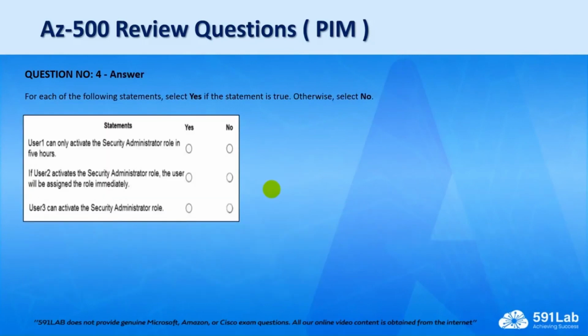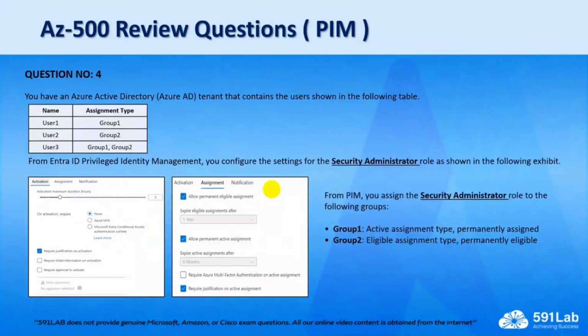Okay. So for each of the following statements, select yes if the statement is true. Otherwise, no. Let's read out the first statement. User 1 can only activate the security administrator role in 5 hours. So look at this question again. Here we have the activation maximum duration as 5 hours.